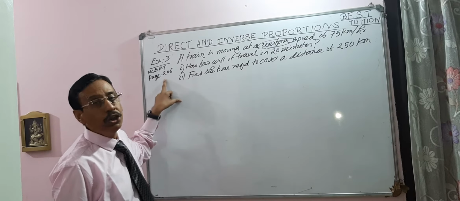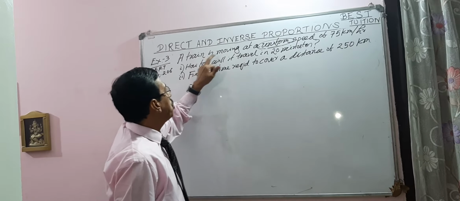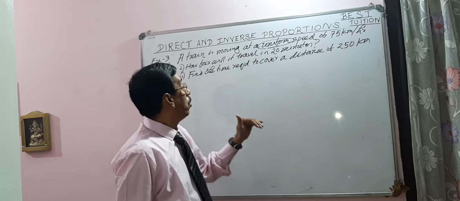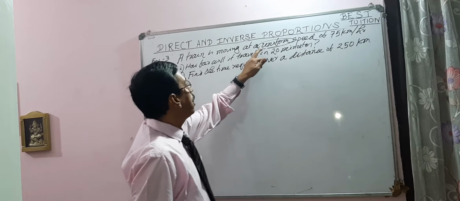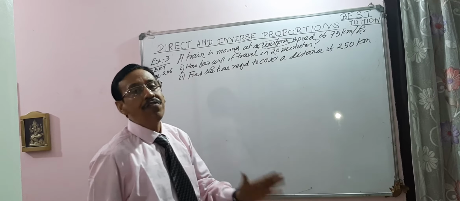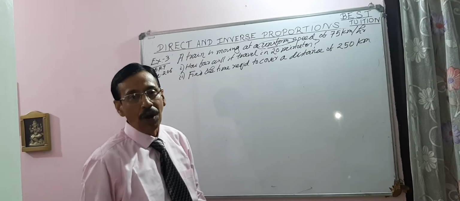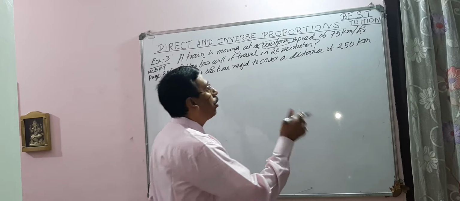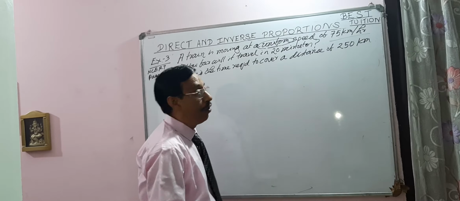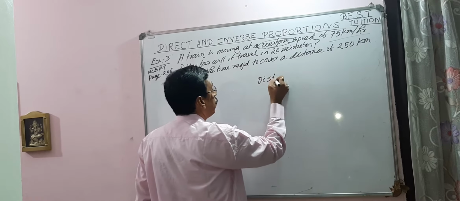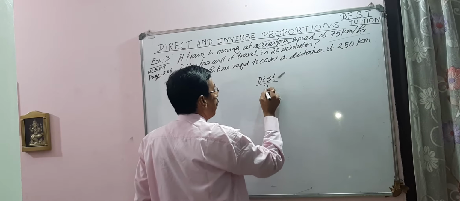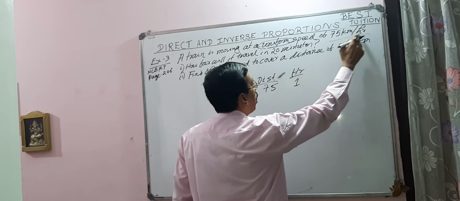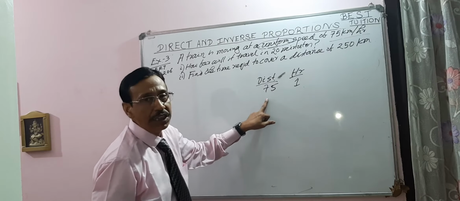NCERT page number 206. Let us read the question. A train is moving at a uniform speed of 75 km per hour. Let us try to understand what it means. Here it is given uniform speed. Means if a train is moving 80 kilometers per hour, then it is moving at the same speed. Its speed does not vary. Now what is the meaning of this 75 kilometers per hour? If the distance is 75, what is the time taken? Hour is 1. It means 75 kilometers per hour, that is, in 1 hour it covers 75 kilometers.